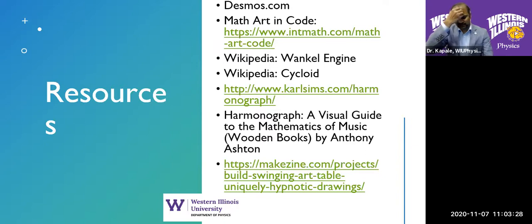Some of the previous work on this is done by Carl Sims, who loves math and creates art, and he generated several of these harmonograph kind of pictures that I showed you. There is a book on harmonographs and how they are useful actually for analysis of music and understanding the mathematics of music. So there are some deeper connections here that you can explore.